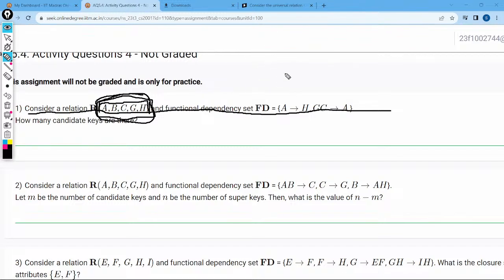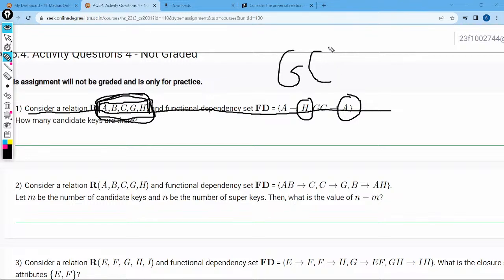So let's say I go with A. Now if I go with A, I can map H, and I can map nothing else, right? So let's leave A. However, I can map H and A through GC.